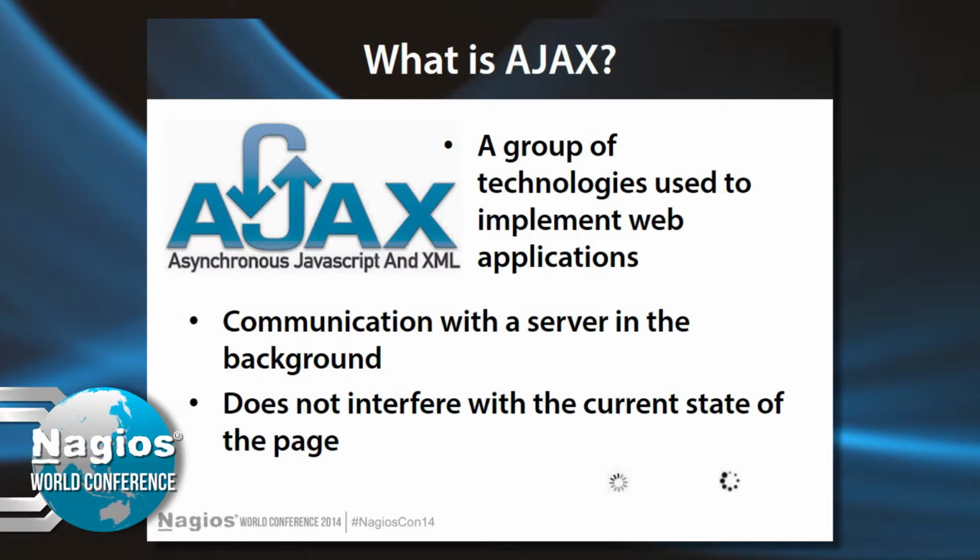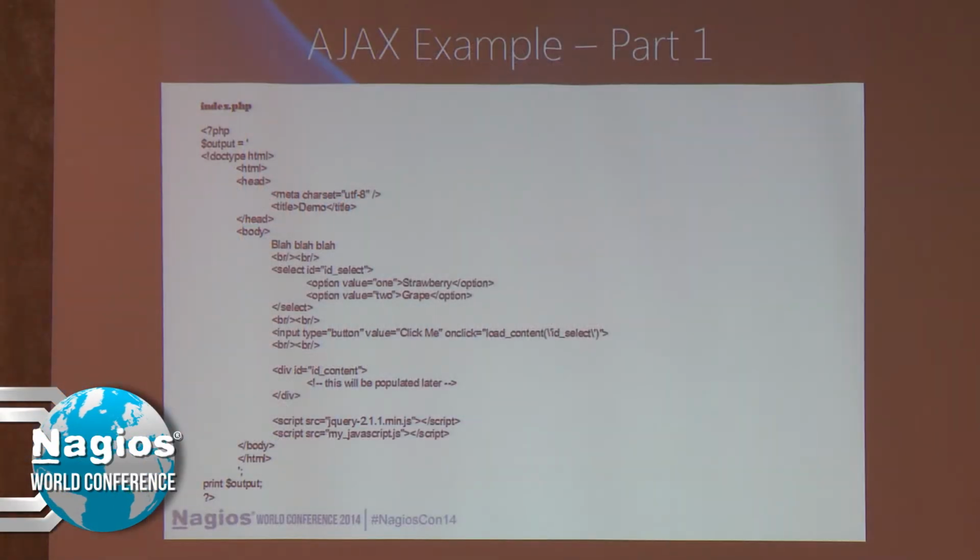And so AJAX is a group of technologies used to implement web applications. It sends a request back to the server and then retrieves the data. The server processes it and then sends the results back, and then you display it on the screen. It does not interfere with the current state of the page, so it's not a full page reload, it might just be a section. And that's why you see these spinning logos on different sites you go to and that sort of stuff.